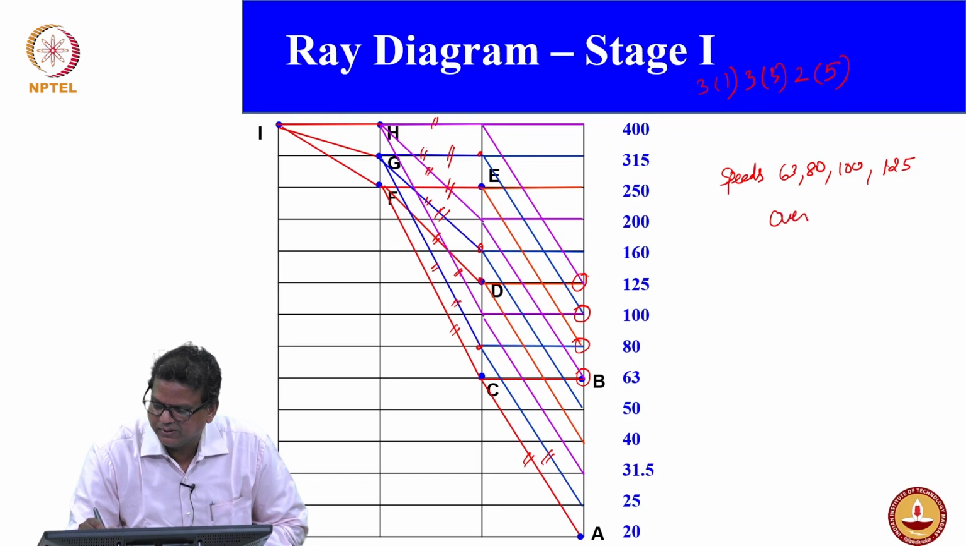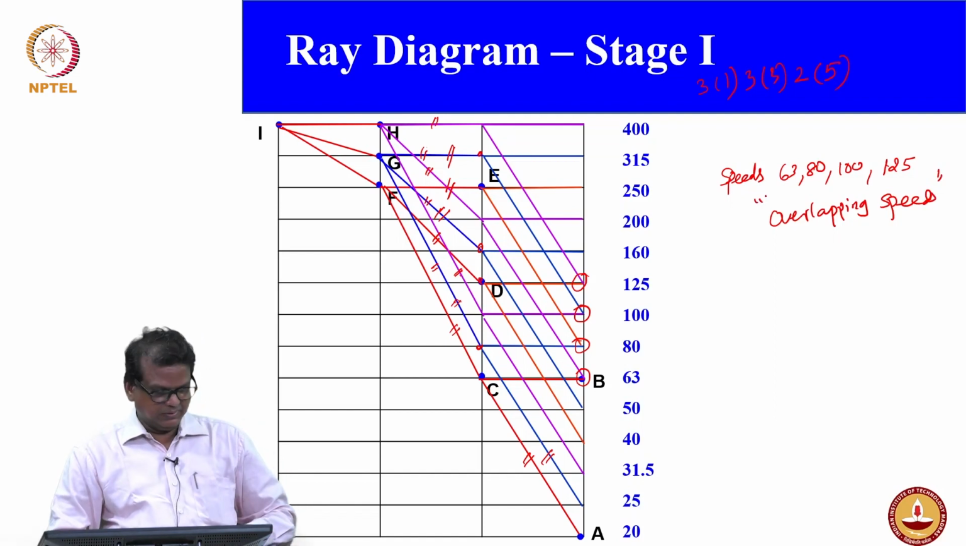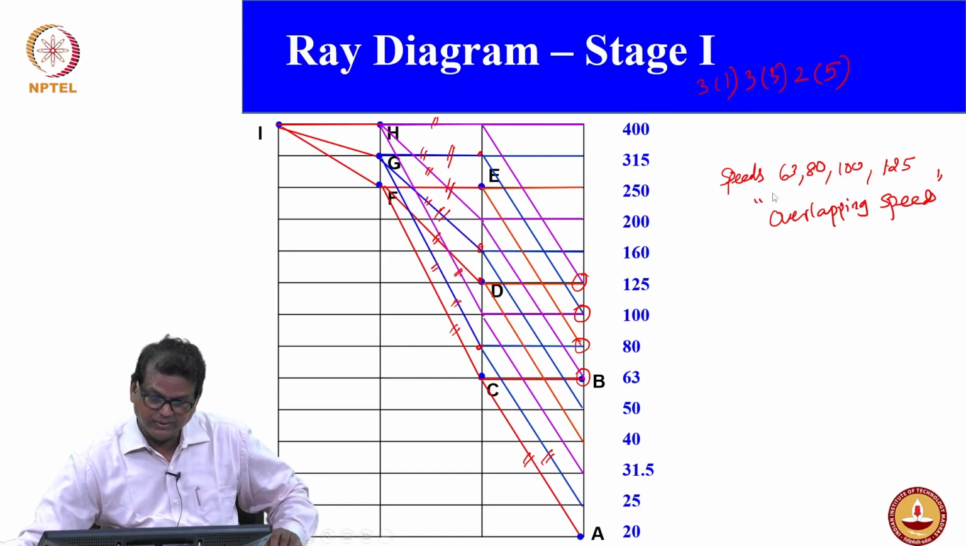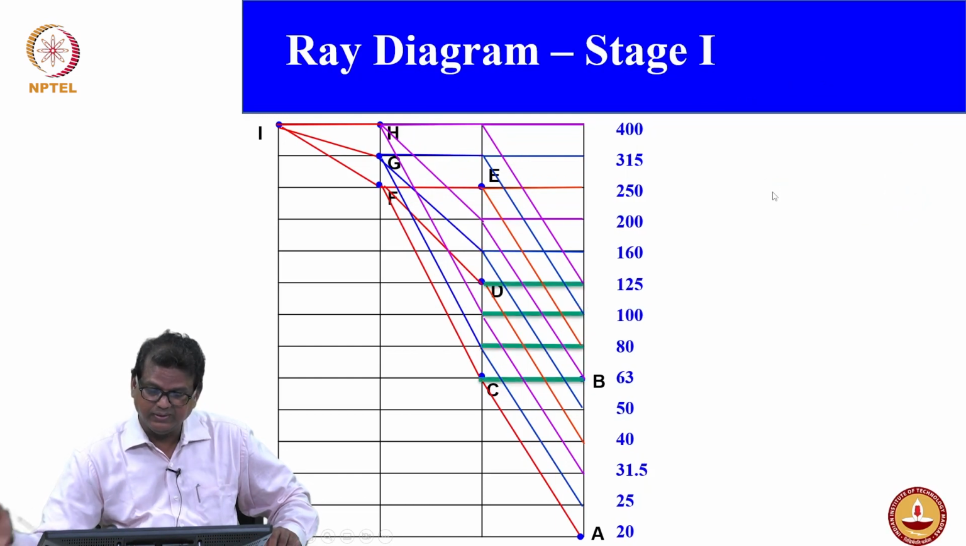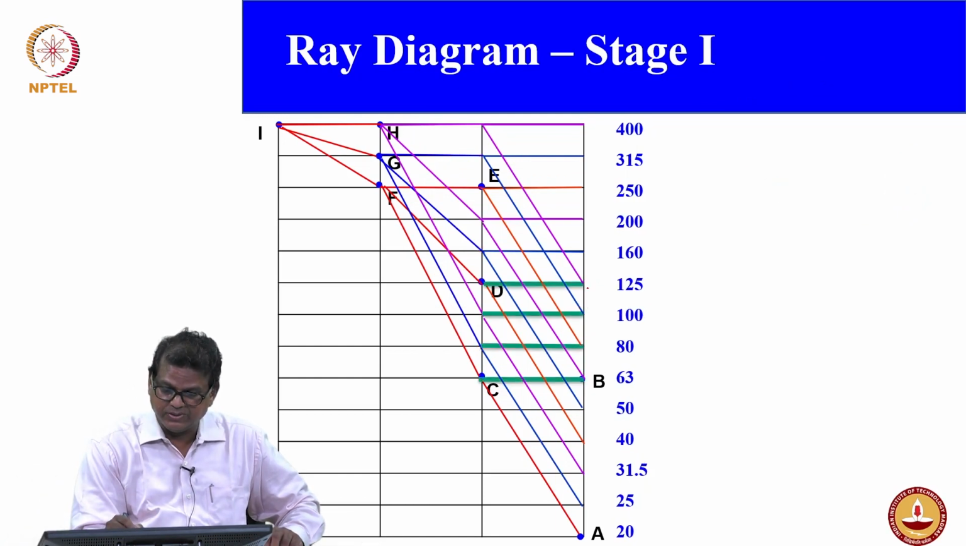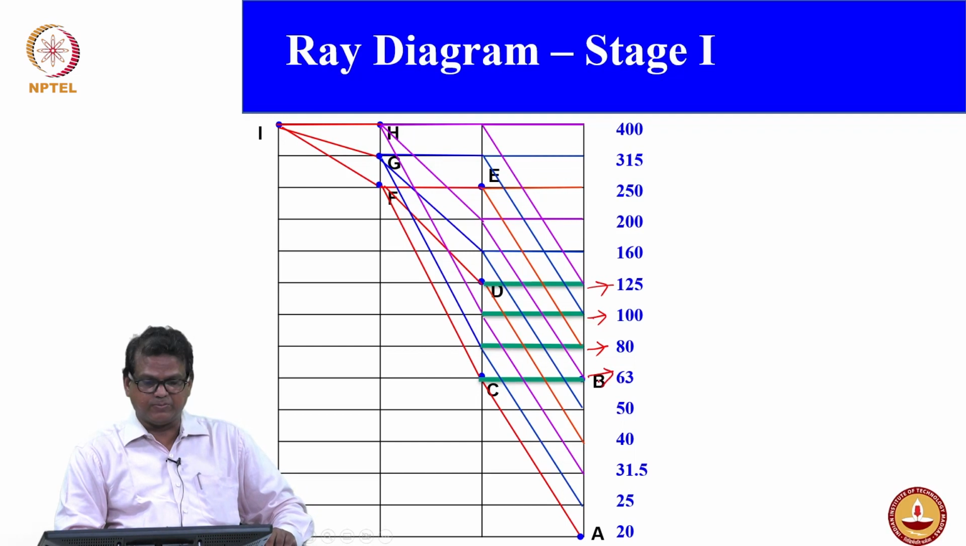They are not individual, right? We can see that they are overlapping speeds. Maybe in this picture you can see it very clearly: this 125, as I mentioned, 125 here, 100, 80 and 63 are given overlap speeds.